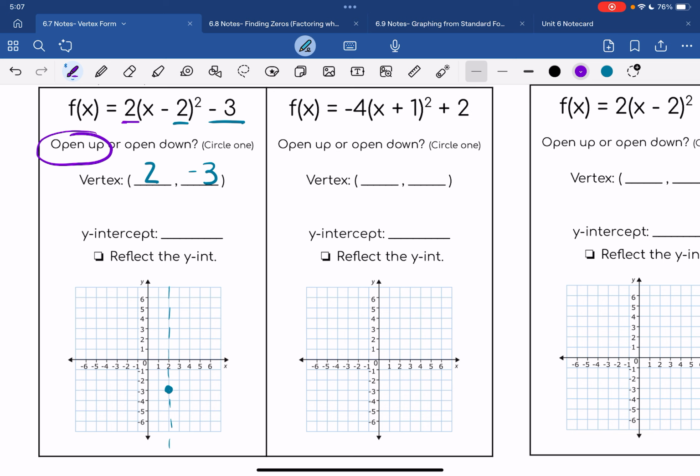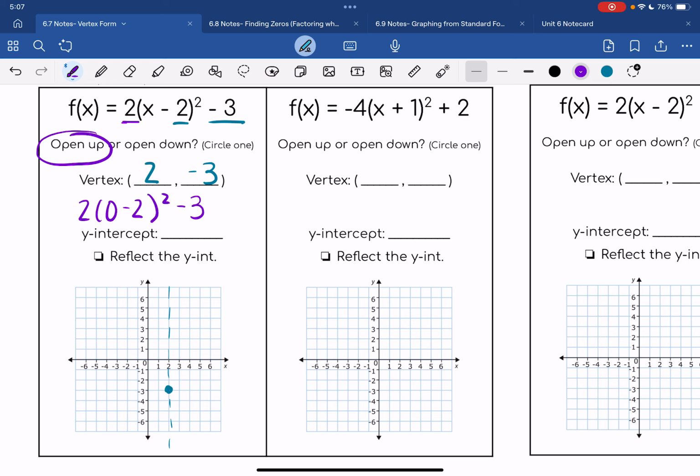Then here's the one piece of math, the one thing we need to solve out: we need to plug in 0 for x in order to find our y-intercept. So we're going to take our whole equation, and we're going to plug in 0 for x. So instead of 2 times (x minus 2) squared minus 3, it's going to be 2 times (0 minus 2) squared minus 3. Just like this whole unit, we could work that out by hand or we could throw it in our calculator.